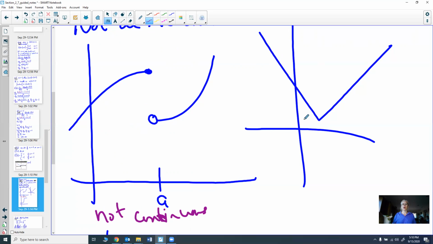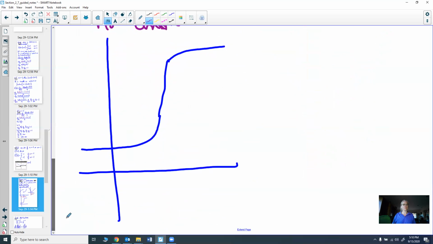Another place we just saw was this V shape. If you've got this V shape, this little cusp here, then it's not differentiable. So if it has a corner, it's not differentiable. So we have not differentiable if it's not continuous. We have not differentiable if it's a corner. And there's one more place where we're not differentiable.